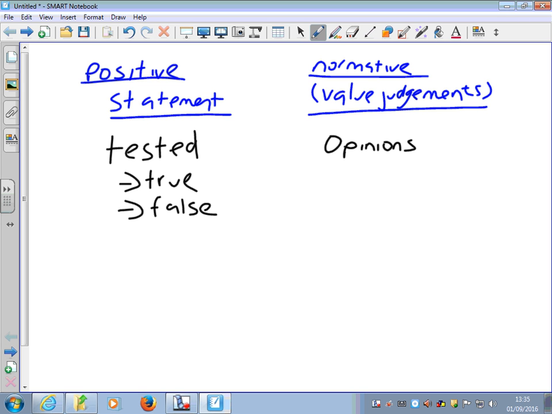Now, what we're going to be looking at later on in the term is essays. And essays tend to be looking at value judgments. You've got to basically work out what your opinion is. Then you might repeat the thread, explain why you think you're right, but also consider the problems behind it as well. So in economics, we will be looking at both positive and normative statements.